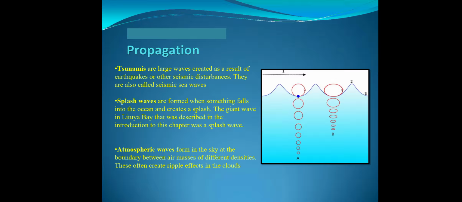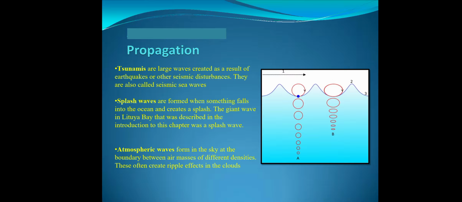Okay, so because of the sudden splash, a sudden circular motion is generating on the water surface. Okay, so the giant wave in Lituya Bay that was described in the introduction to this chapter was a splash wave. Okay, this is an example, that is Lituya Bay, that was described as a splash wave.